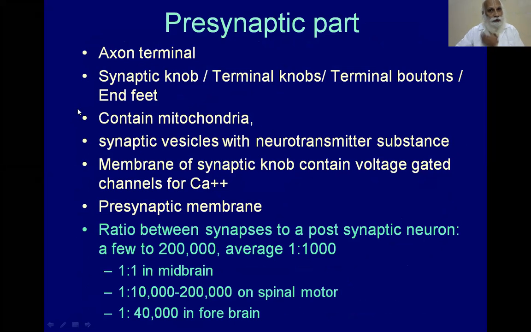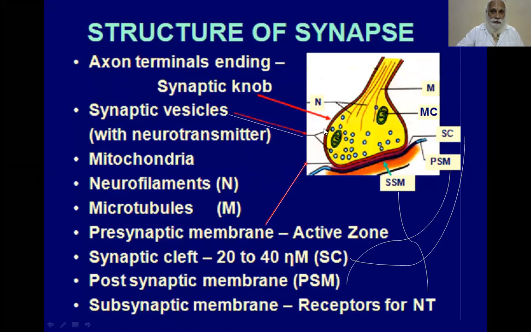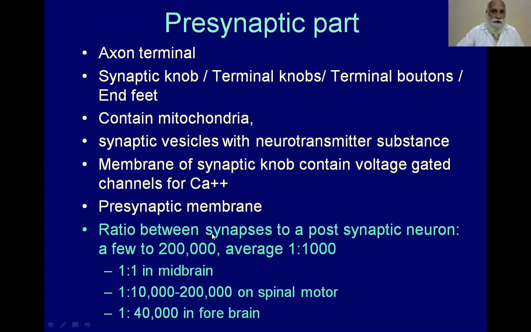So the presynaptic part, the axon terminal or synaptic knob, contains mitochondria and synaptic vesicles with the neurotransmitter. The membrane of the synaptic knob contains voltage-gated channels. Here you will also find voltage-gated calcium channels, which are affected whenever an action potential comes to that part. The presynaptic membrane is what actually takes part in the synapse.